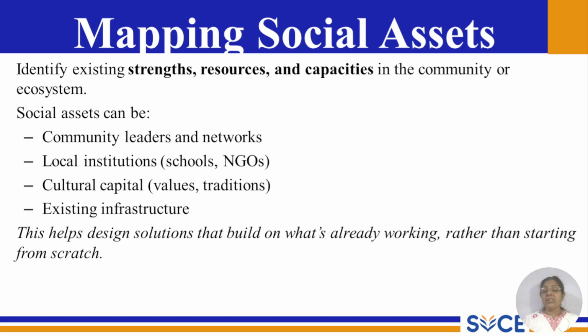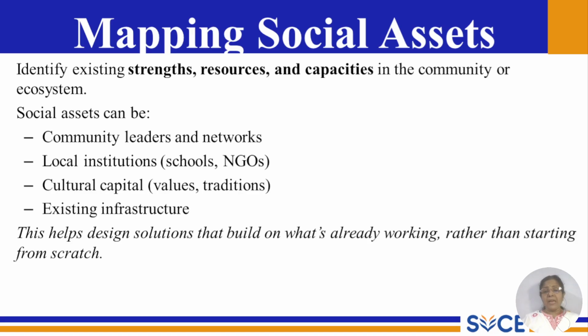Social assets can be community leaders and networks, so they can guide us. Local institutions, there will be schools and NGOs and organizations, and cultural capital, so values and traditions, existing infrastructure. These are all assets. So we have to identify the strength of the assets and their capacity in the community: how far the community leaders can influence the people, schools can implement the scheme, and NGOs can spread awareness about the scheme. So we have to assess the strength, and we need to map all these social assets. This helps design solutions that build on what's already working rather than starting from scratch.